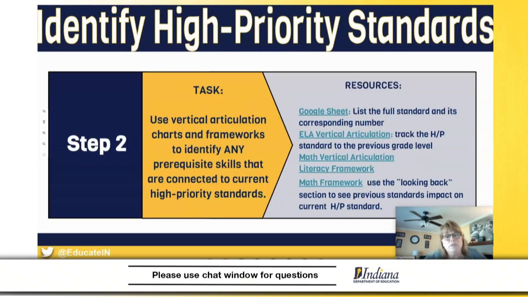So for step 2, this is where we're going to begin. This is our new step that we're recommending: once I've got my list of high priority standards, I'm going to go back into the vertical articulation charts or through the frameworks, and identify the prerequisite skill from the grade level previously that directly links to my high priority standards. I wouldn't do it for all of your standards, but definitely for your high priority standards. What were those prerequisite skills that they need to have proficiency in so they're ready to go at grade level? Because again, it's critical we're exposing our students to their current grade level high priority standards.